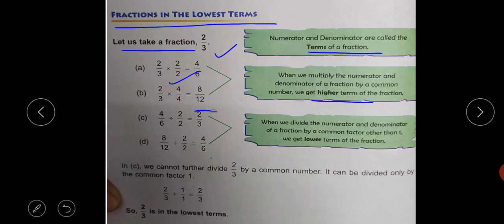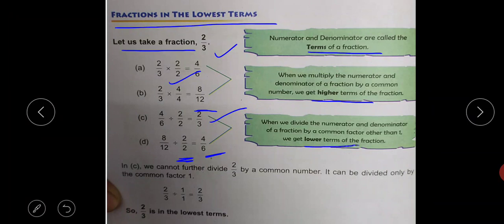But when we divide 4/6 by same number, say 2, we get 2/3. Or when we divide 8/12 by 2, we got 4/6. So 2/3 and 4/6 are lower terms.